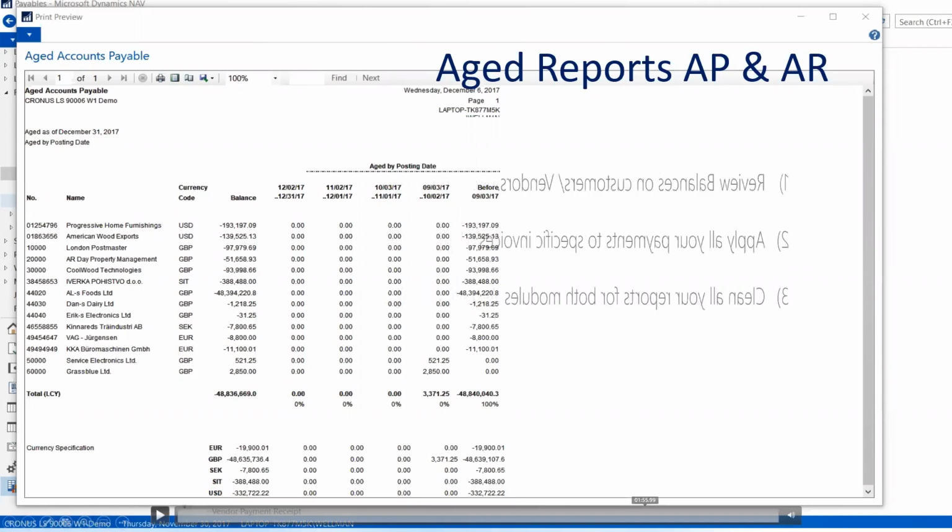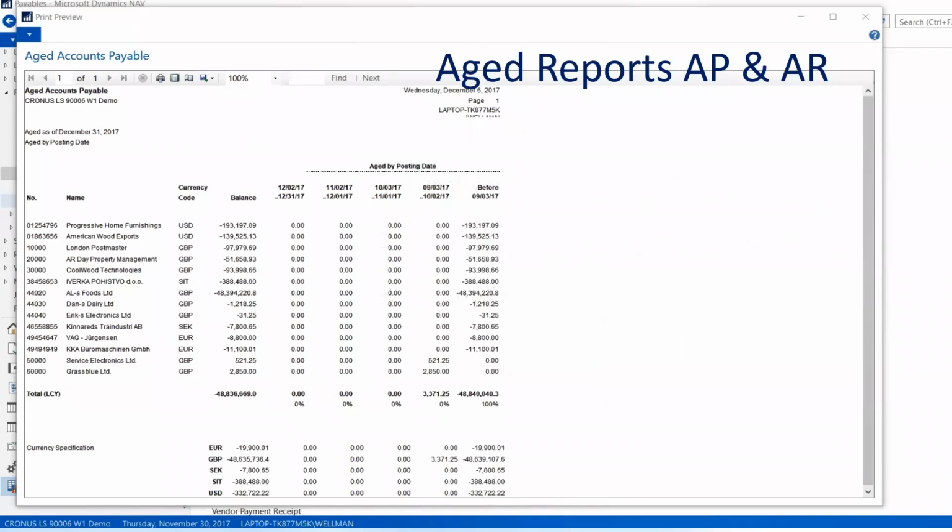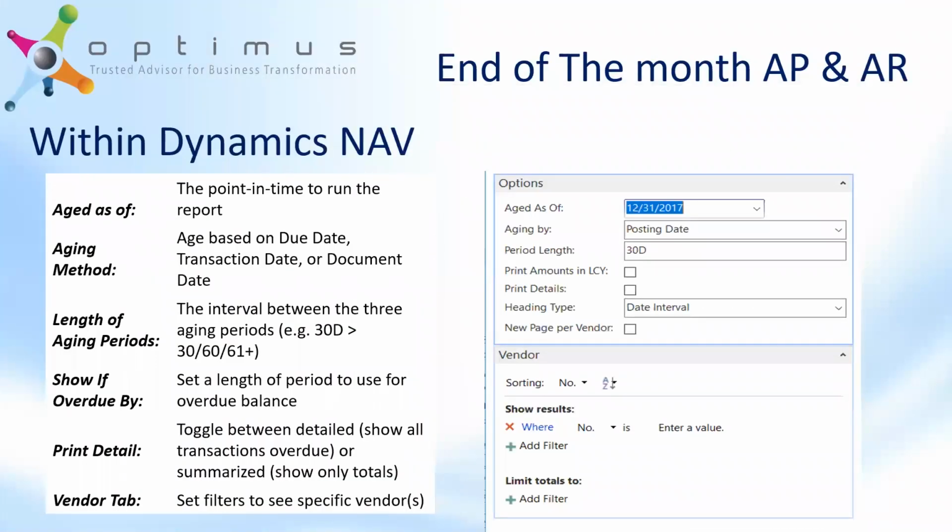Now, the idea is that you need to review the balances, all right? Apply all your payments to all the invoices and clean all your reports for both modules, right? For some cases, it will also be important to review purchases, okay? But here it's all about AP in the first place. We are just talking about these 2 specific reports that you need to run. I'm just giving you the tips in case you are forgetting them while you are closing. All right, so very basic, just to understand it.